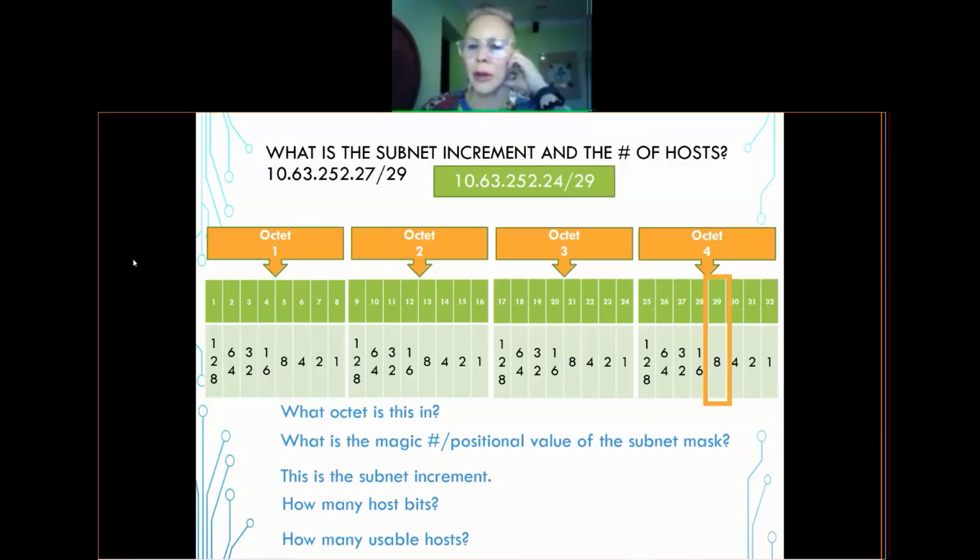So remember, what we need to do is add the increment, which is 8 in the 4th octet, right? So I would do plus 8 in order to get my network. So my next network would be 10.63.252.32/29. What would the next one be?